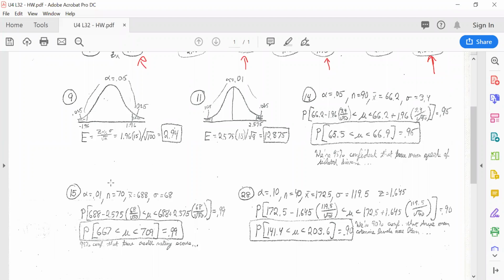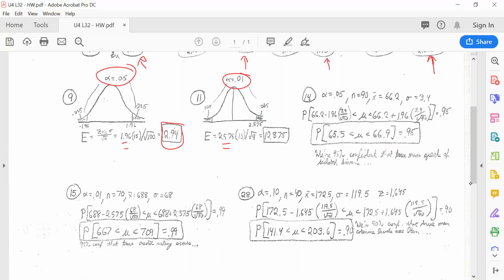So it said 95% confidence, which means alpha is 0.05, which means the z-score is 1.96. And so you just plug in sigma, which is 15, divide by the square root of 100, and you get 2.94. Done. In number 11, it said 99% confidence level. So that means alpha is 0.01. What's the z-score for that? 2.575. And you plug in 15 for the standard deviation again, and this time the sample size was 9. So divided by root 9.